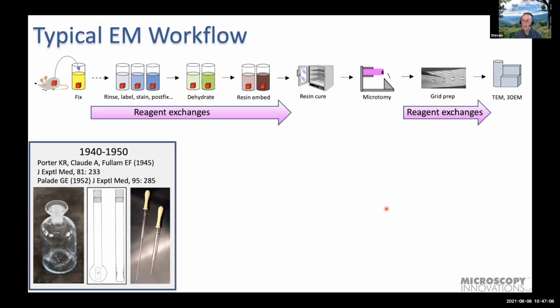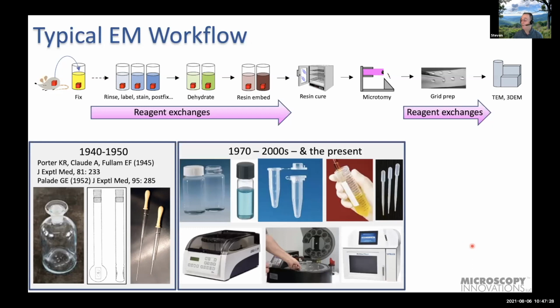So we can take a look at this here, and this is the way these reagent exchanges were done back at the beginning of EM prep. They used glass vials and pasteur pipettes to do the reagent exchanges. If we fast forward to today, and beginning in the 1970s, the devices that are used for these reagent exchanges in most laboratories are pretty much the same. These have changed very, very little.